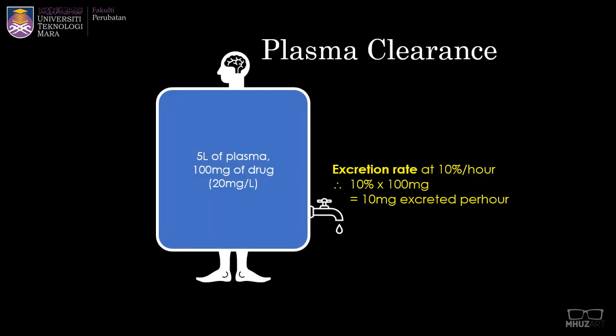Okay, let's see whether I can make it easier for you to understand plasma clearance. Imagine that this is the human body with 5 liters of plasma or blood, and inside of this 5 liters there is 100 milligrams of drug, which exists at a concentration of 20 milligrams per liter. The excretion rate is about 10% of the amount of drug per hour. So 10% times 100 milligrams is about 10 milligrams of drug being excreted per hour.